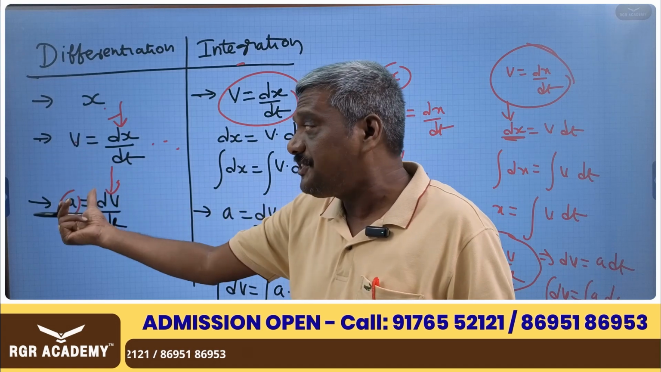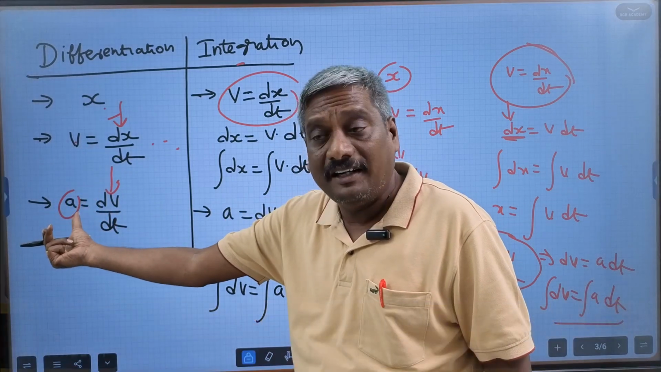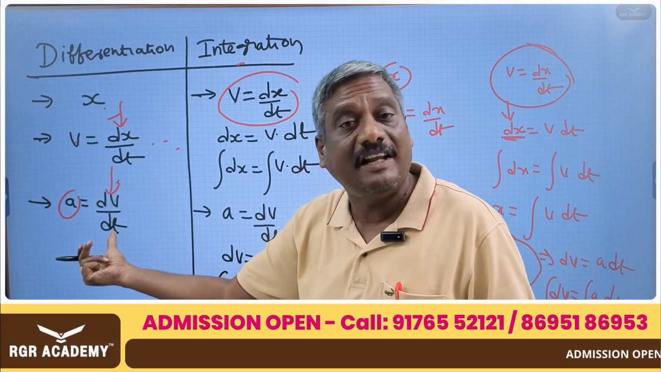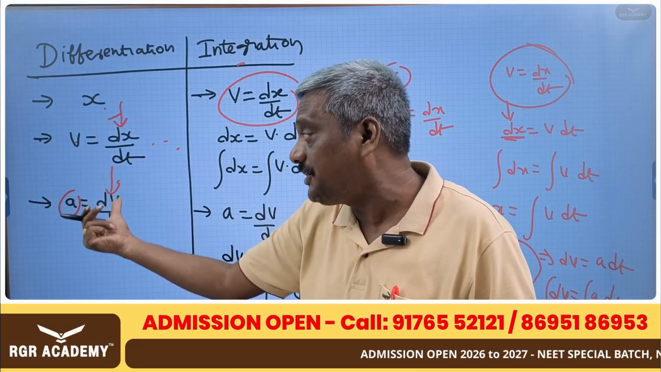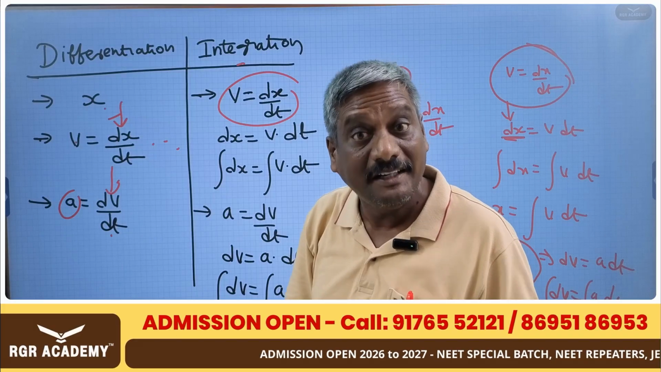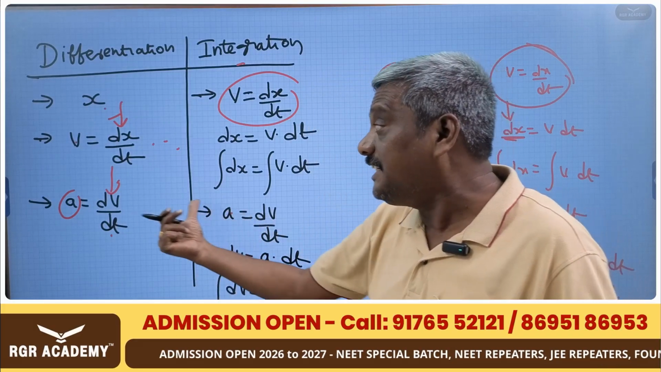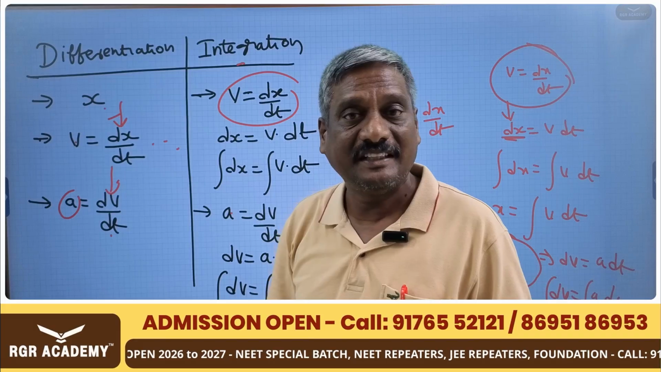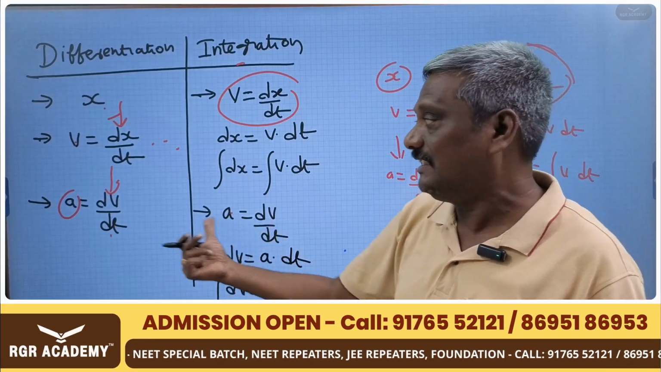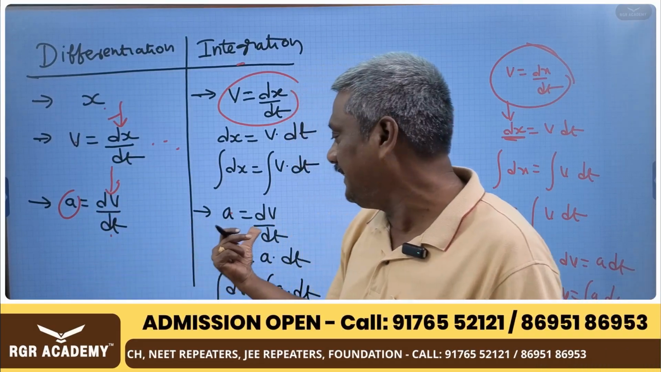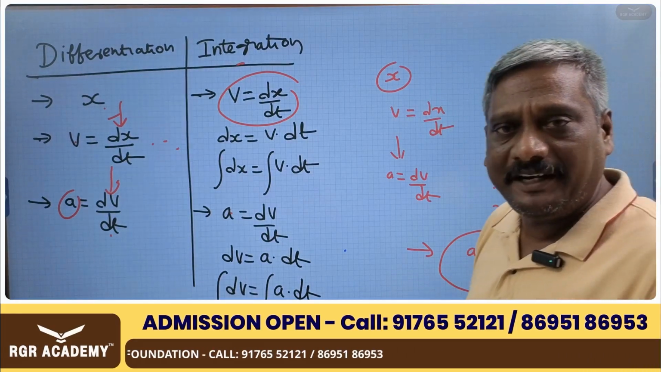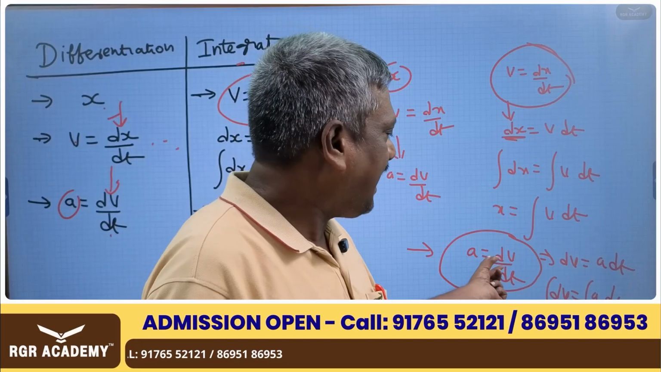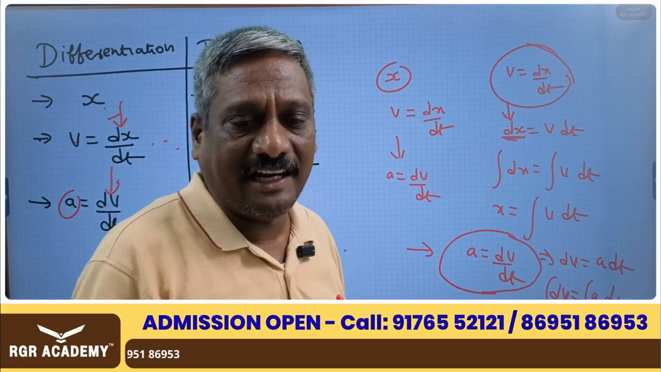If you know velocity, acceleration is what? The rate of change of velocity. That is called acceleration. Differentiate velocity, you get acceleration. But sometimes acceleration is given in the question. Calculate velocity, he will ask, which is quite the reverse of this integration. See here. a is equal to dv by dt. If you know the acceleration, from this you get velocity.